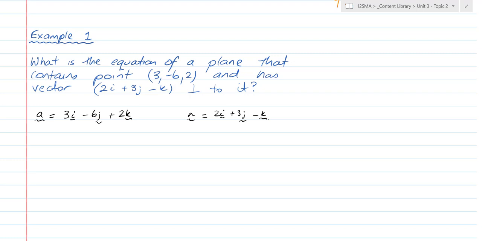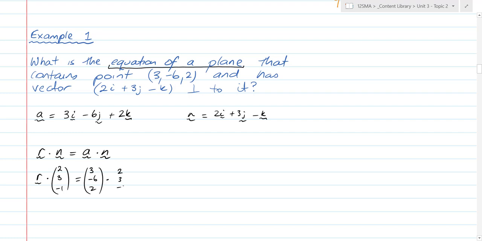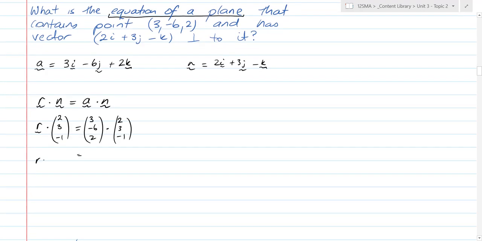And so we would have R dot N equals A dot N. That's our vector equation of a plane. When it says the equation of a plane, it could be either vector or Cartesian. So I'll leave it as R for now, and then I'll show you both representations. R dot (2, 3, negative 1) is equal to A dot N, which is (3, negative 6, 2) dot (2, 3, negative 1). And that means that R dot (2, 3, negative 1) is equal to 3 times 2 is 6, plus negative 6 times 3 is negative 18, plus 2 times negative 1 is negative 2, so it's negative 20 plus 6, so that's just equal to negative 14.